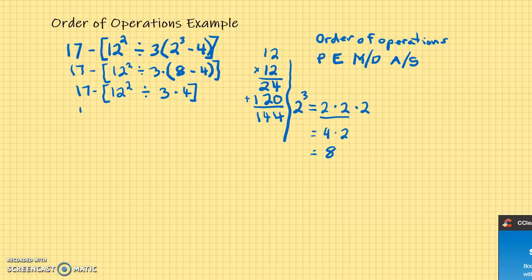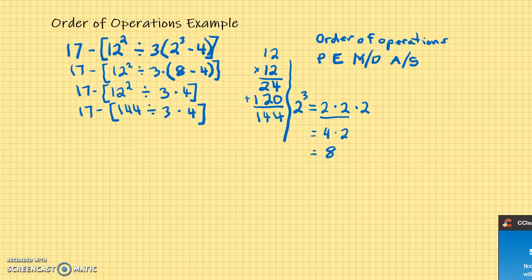So I'm going to write 17 minus 144 divided by 3 times 4.